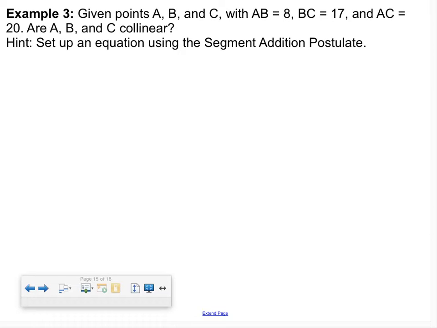Next proof is a little trickier. Given points A, B, and C with AB equal 8, BC equals 17, and AC equal to 20, are A, B, and C collinear? So let's start off with what was given to us. We know that AB equals 8, BC equals 17, and AC equals 20.